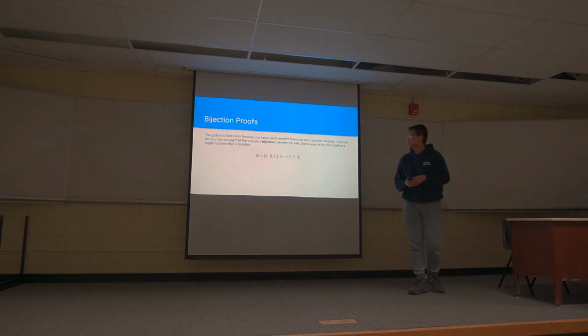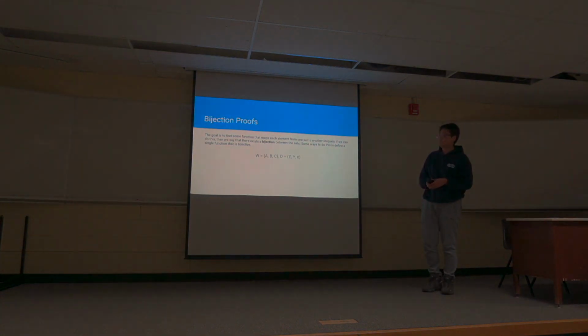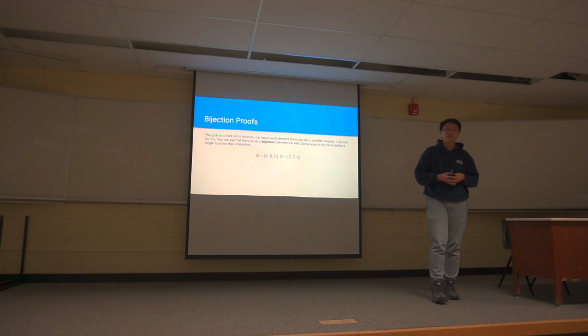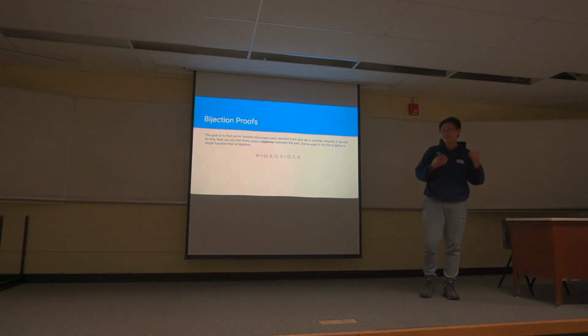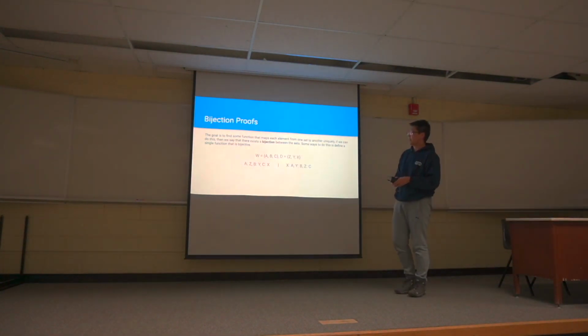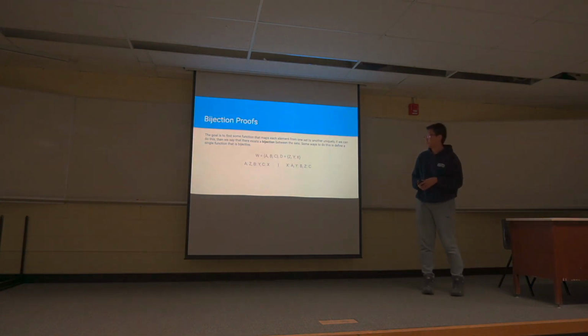I gave a really basic example here. These are finite. Does anybody want to give a function that would map from W to D or from D back to W? Sure. F of A is Z, F of B is Y, F of C is X. Sure, perfect. So one example is just mapping A to Z, B to Y, C to X, and then the inverse mapping as well.